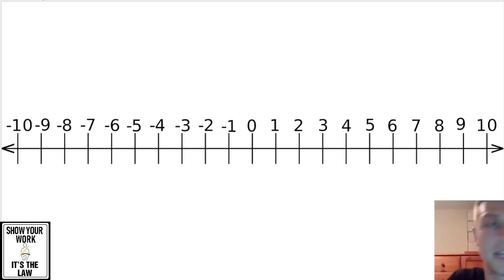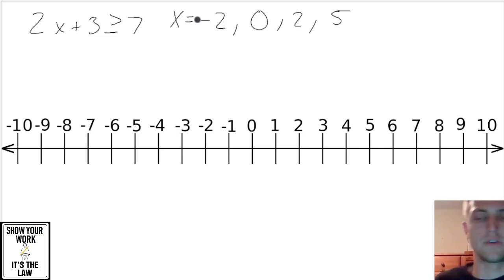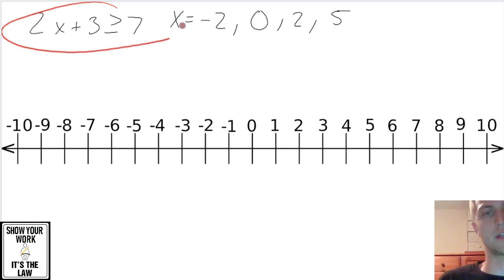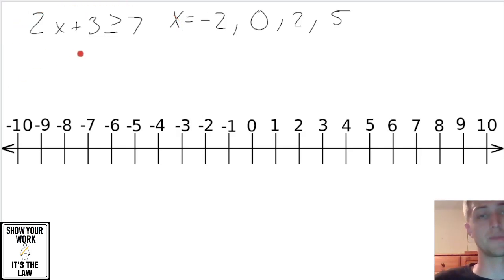It gives us an inequality. So we got 2x plus 3 is greater than or equal to 7, and it wants to know if these numbers are solutions. So it asks, are any of these numbers solutions to this inequality here? And so remember, a solution means that it makes the statement true if we substitute it. So let's start with this one, x equals -2.